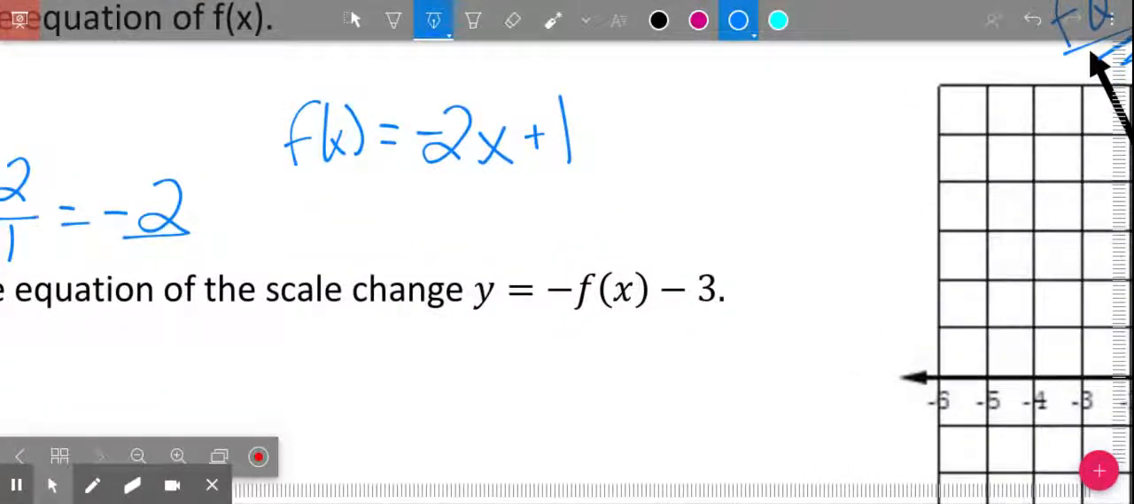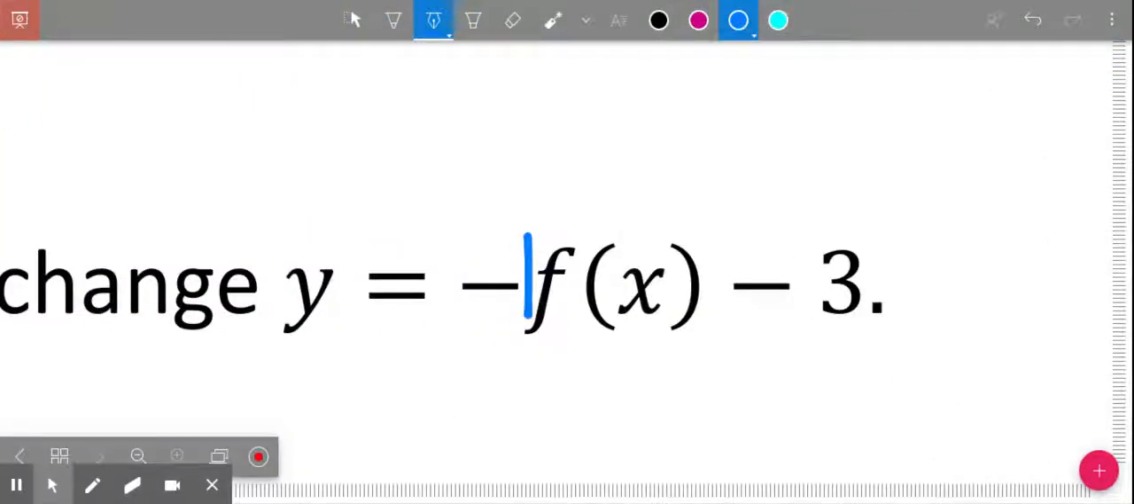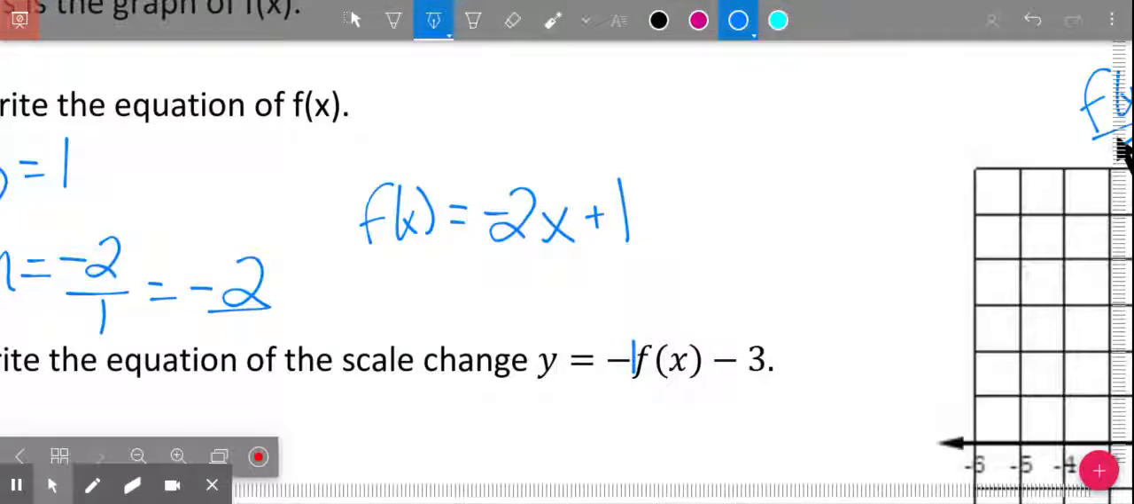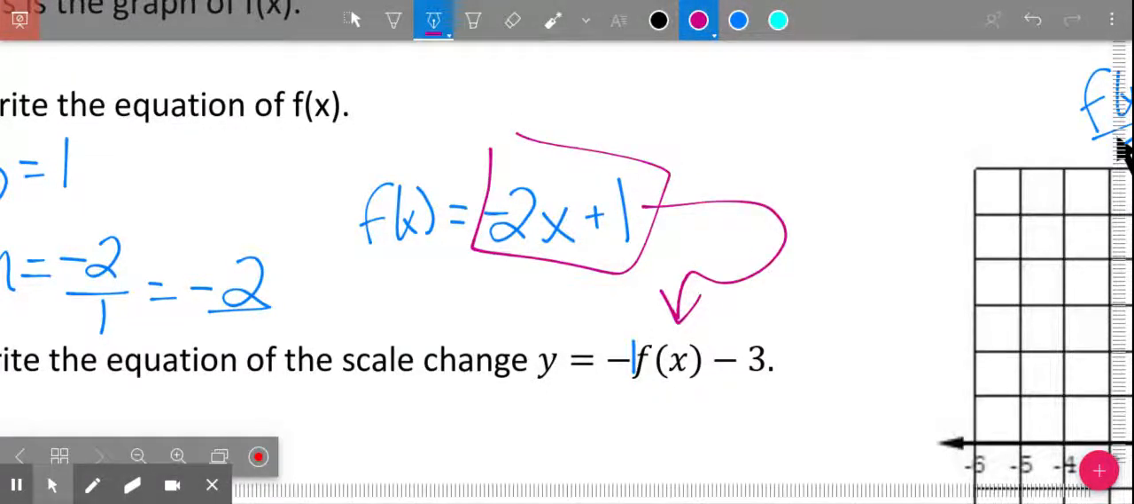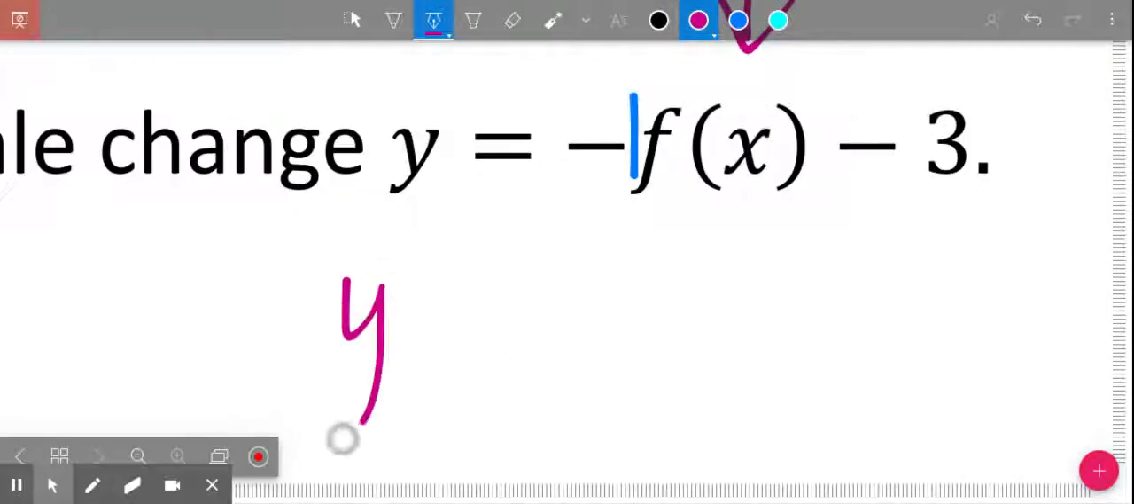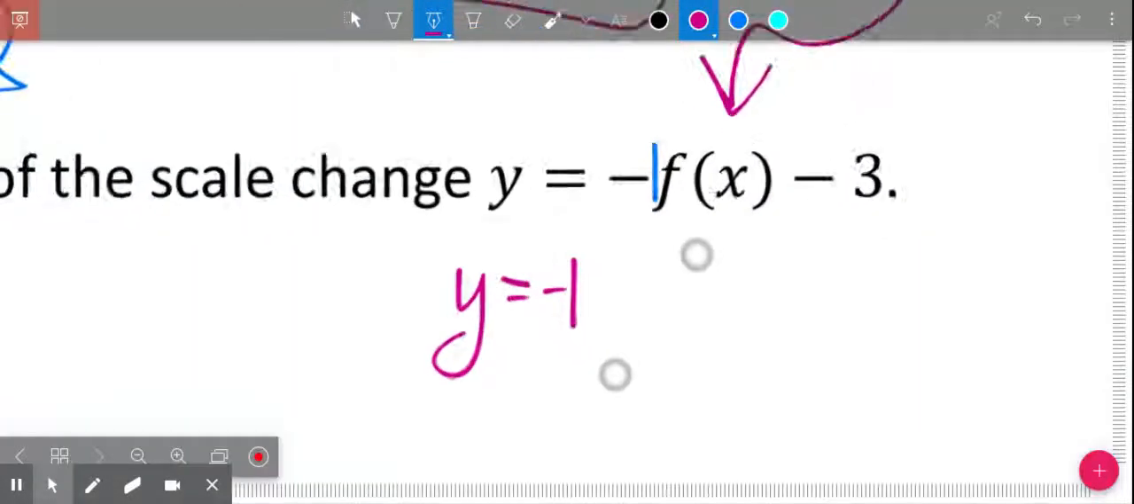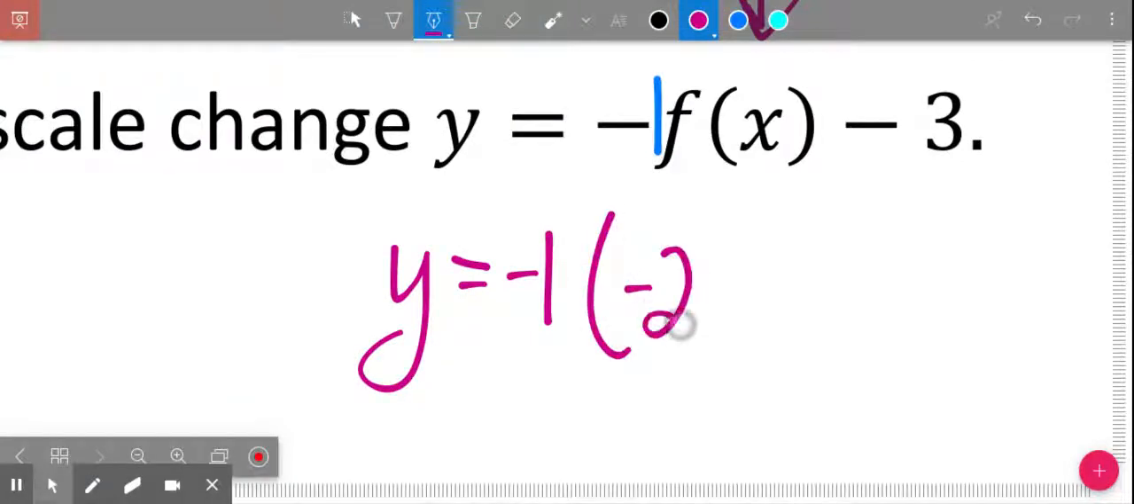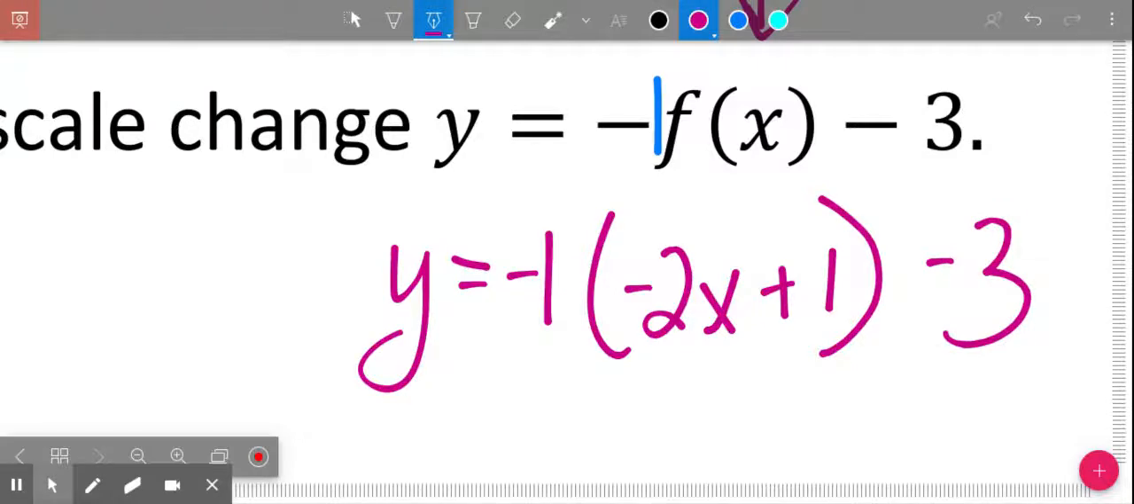Now we're actually going to find our scale change. Write the equation of the scale change y equals negative f of x minus 3. Remember, that's like having a negative 1 out front. We're going to take our entire function and plug it in for the f of x. So y is equal to negative 1 times, instead of f of x, negative 2x plus 1. And then I bring down the minus 3.